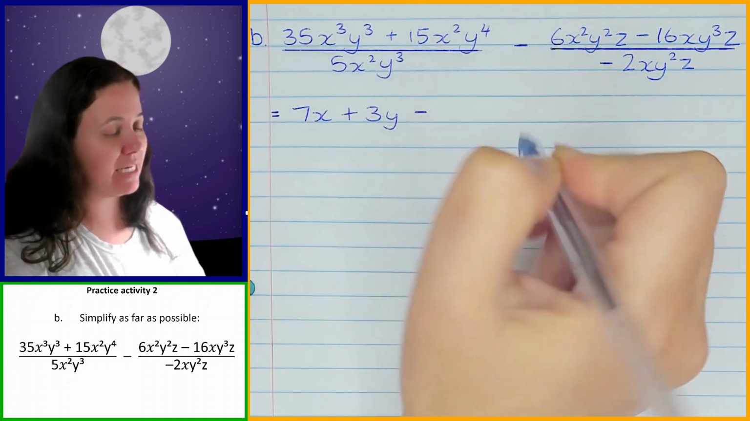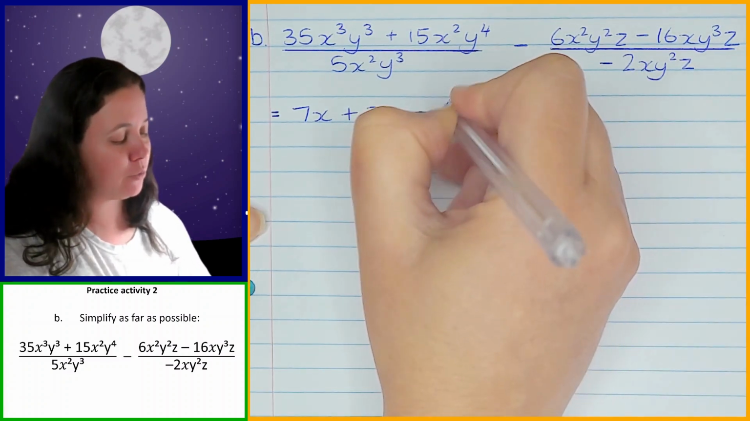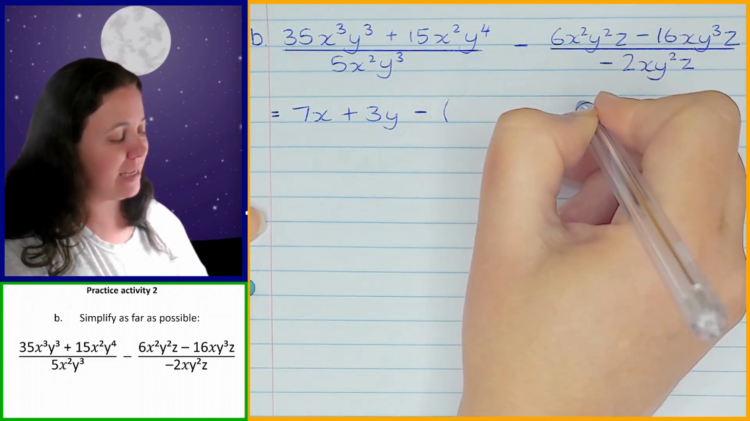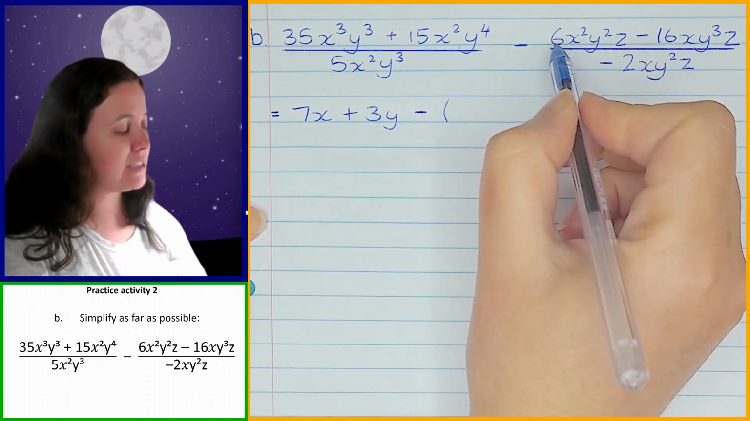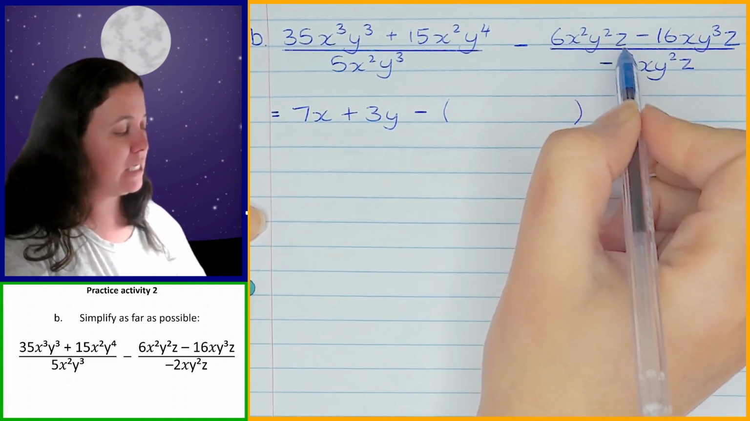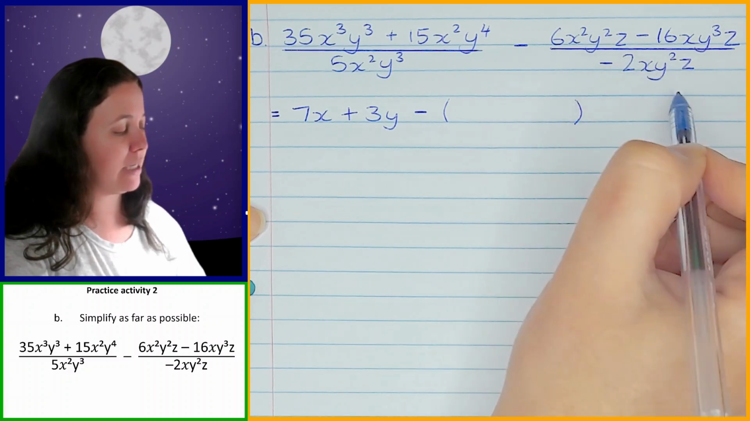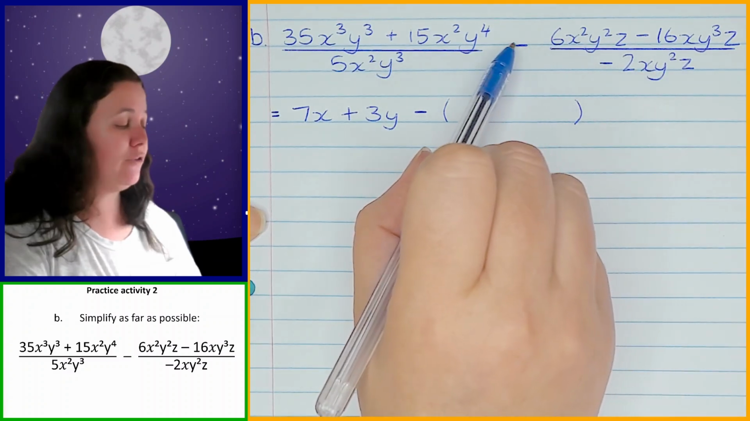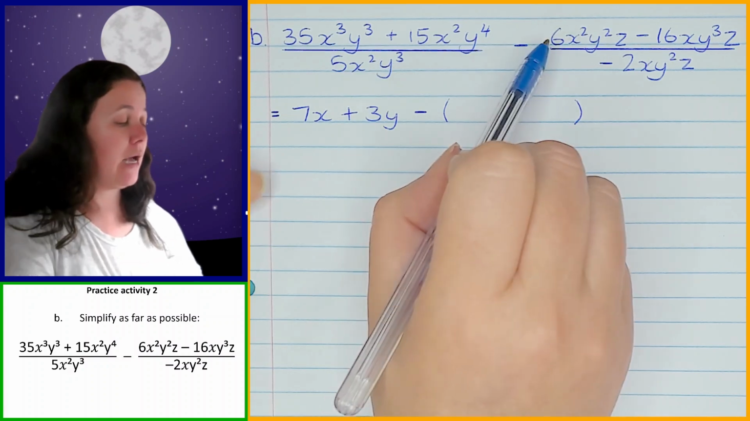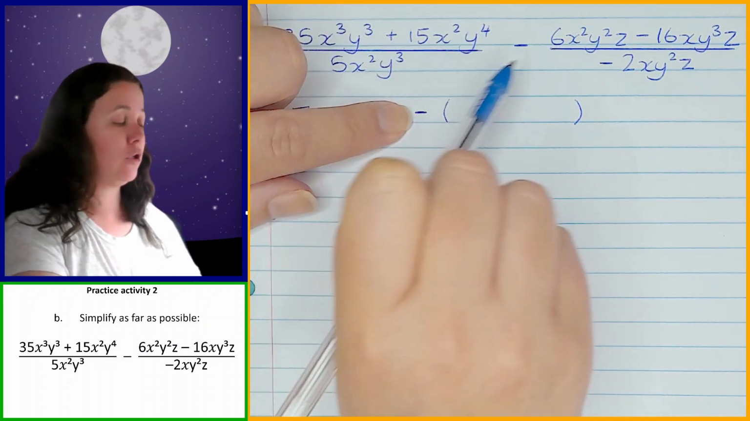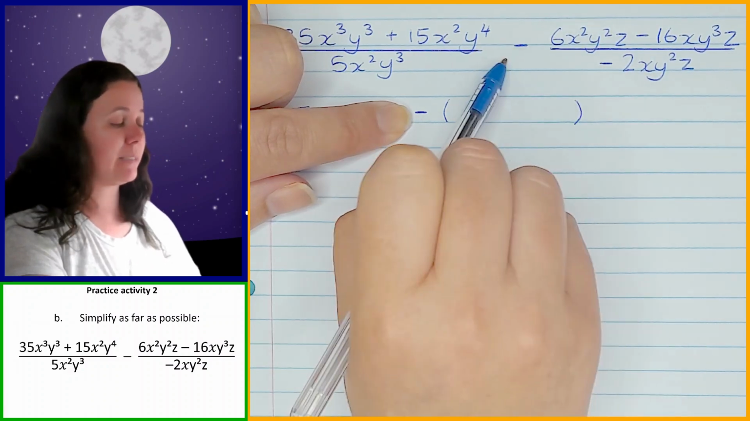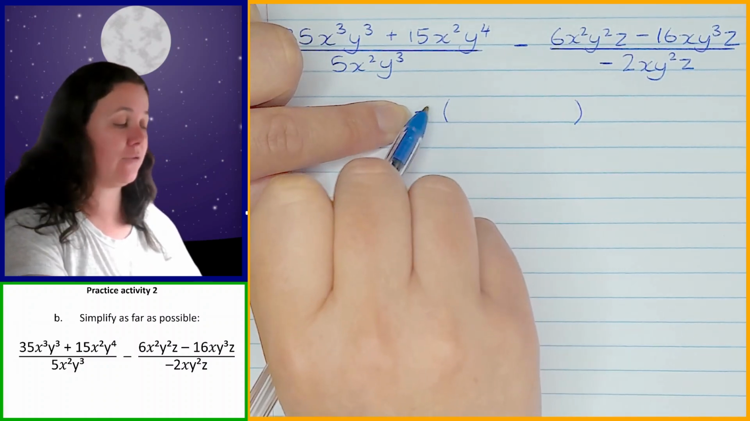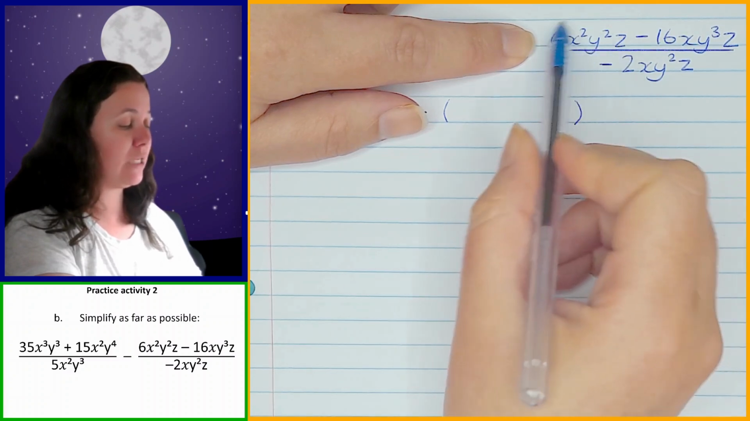Now, because this is a minus in front of this fraction, we have to put whatever we get from that fraction in brackets. So please don't forget about that. Then I've got 6x squared y squared z divided by negative 2xy squared z. Now, in this case, even though this is a minus in front here, the minus I've already got over there. So I'm not thinking of this as being a negative divided by a negative, because I'm still going to deal with that negative afterwards. So I'm ignoring that. I'm just looking at what I've got over here.